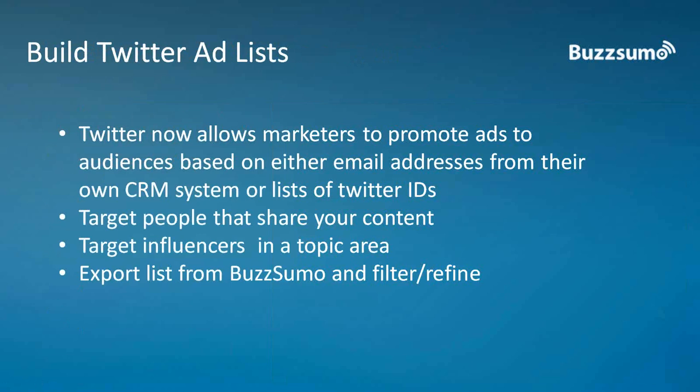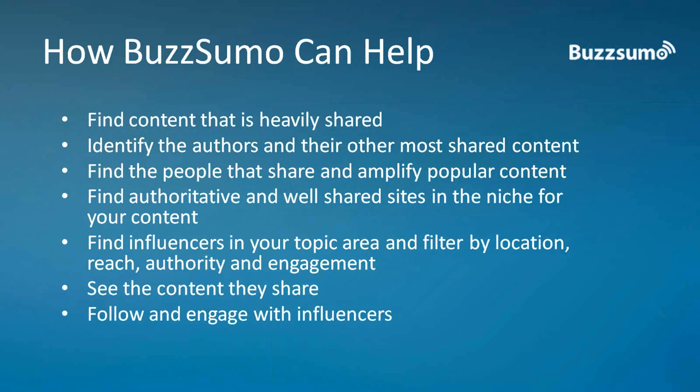Twitter now allows you to promote ads to audiences based either on email addresses or Twitter IDs. Email addresses from your CRM may not be the same ones they've signed up to Twitter with, so often not as good. But obviously through BuzzSumo you can just create and export a list of Twitter IDs. You can maybe target the people who share your content, so you can produce a list of people who share your content and promote ads to them, or you can promote ads to target influencers in a topic area. So just export the list from BuzzSumo, filter and refine.